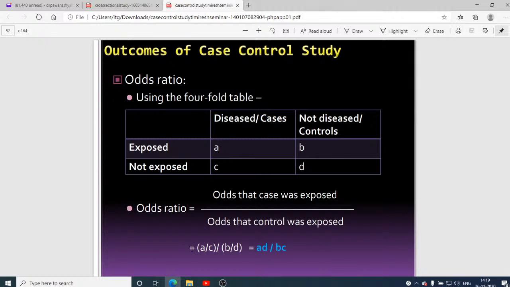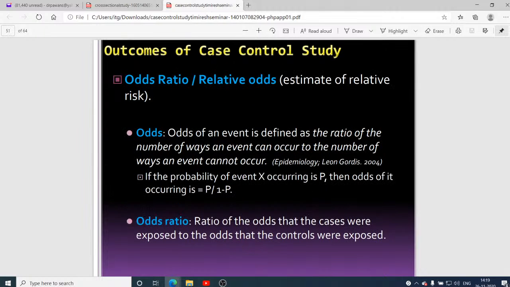So the formula will be A divided by C, whole divided by B divided by D. I hope you understand this. I will try to repeat again.